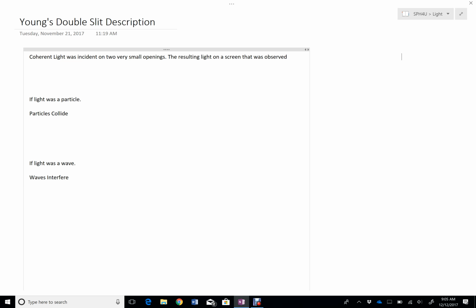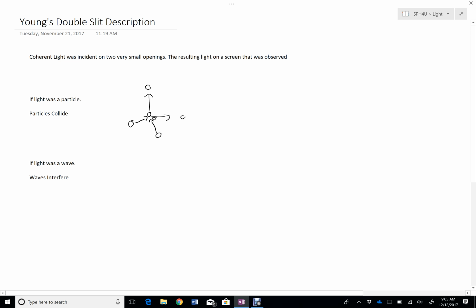So first things first. The idea here was that he was trying to determine if light was a particle or a wave. So in the most basic sense, we have to think about what particles do and what waves do. Particles collide with one another. If we have two particles and they try to occupy the same point in space, when they run into each other, they will bang off of each other and go their separate ways. So they collide and fly away.